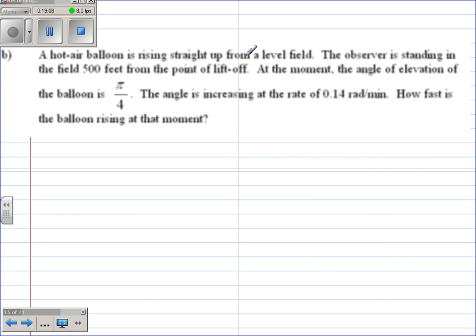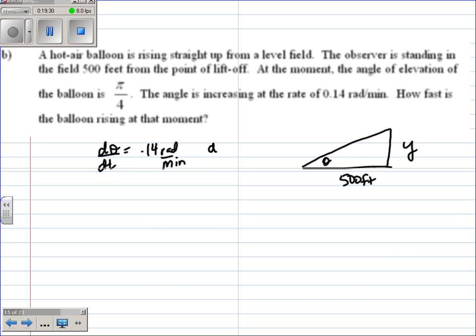Part B, hot air balloon rising from a field. So we have the observer standing 500 feet away, that's a constant. At the moment the angle of elevation is pi/4. The angle is increasing at a rate, so d theta dt, 0.14 radians per minute. How fast is the balloon rising? So I called this y. Whenever the angle is pi/4. Now notice the angle is not always pi/4, so I did not label it as such.